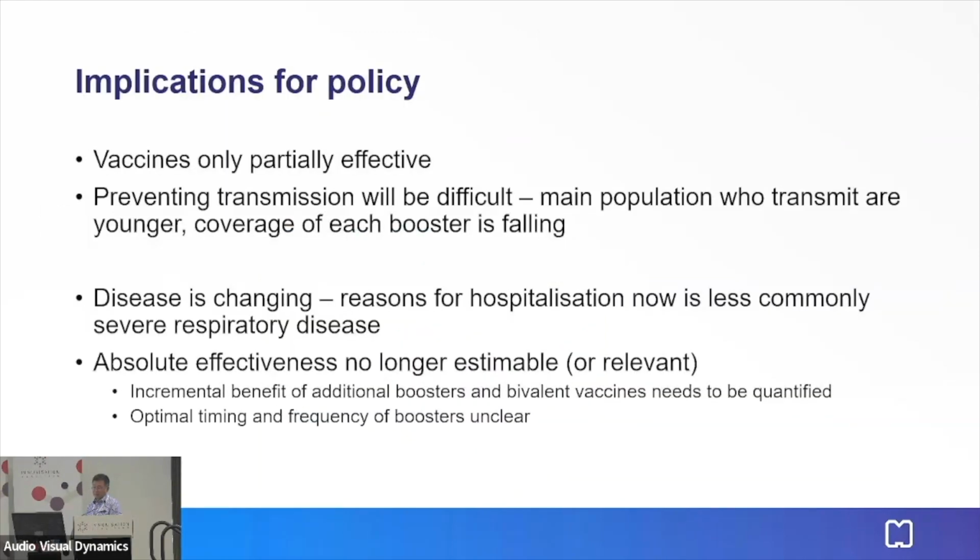So vaccines really are only partially effective, and I think preventing transmission now is really impossible. The main population who transmits are the people that are at lower risk of severe infection, and the coverage with each incremental booster is falling, and most particularly in younger people. Also, I think the disease is changing. Working at the Alfred.